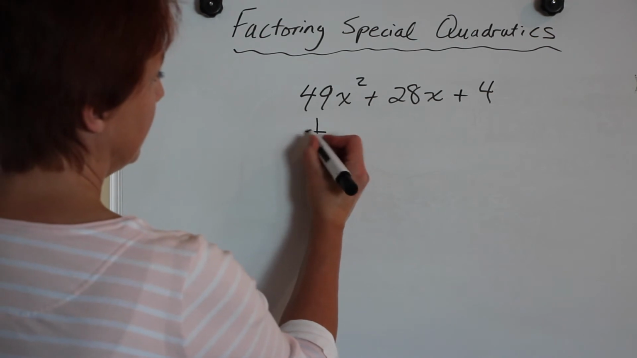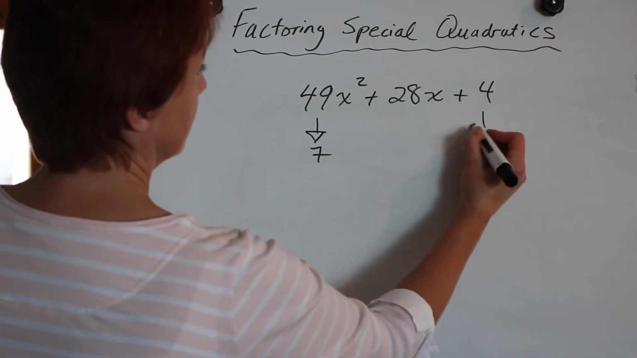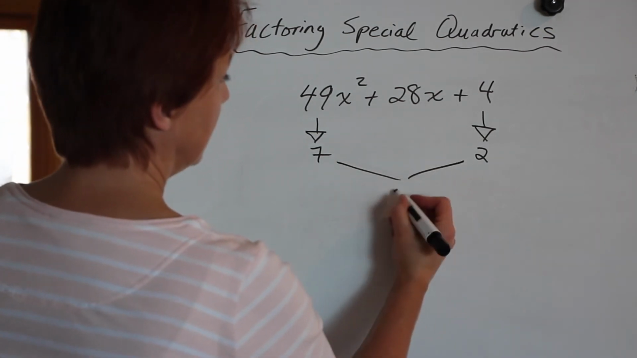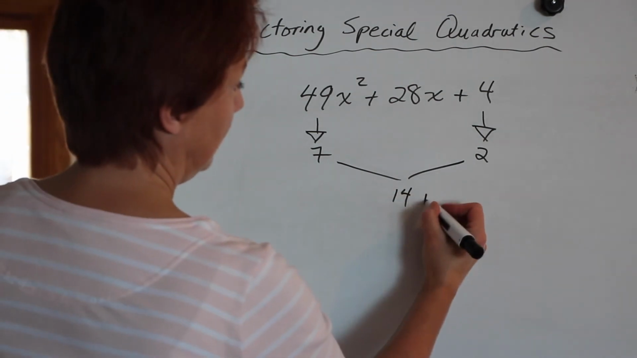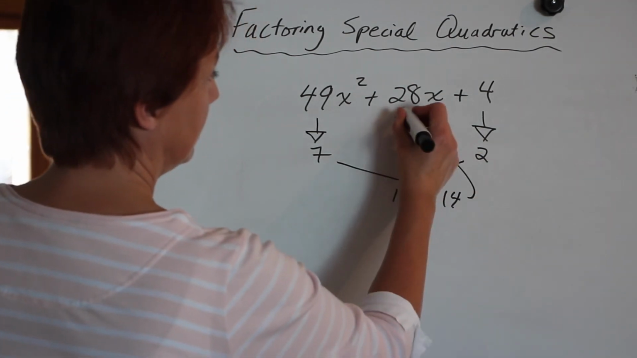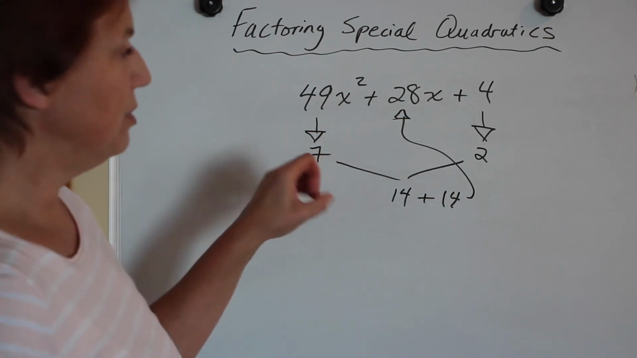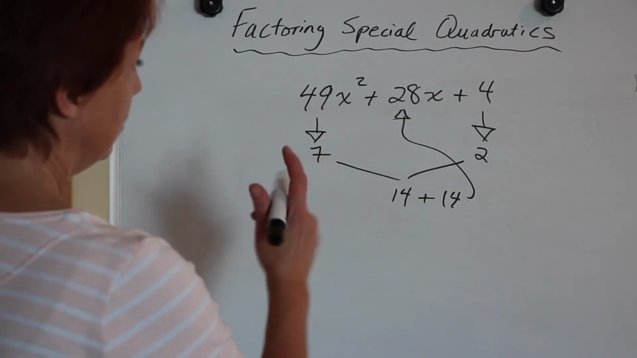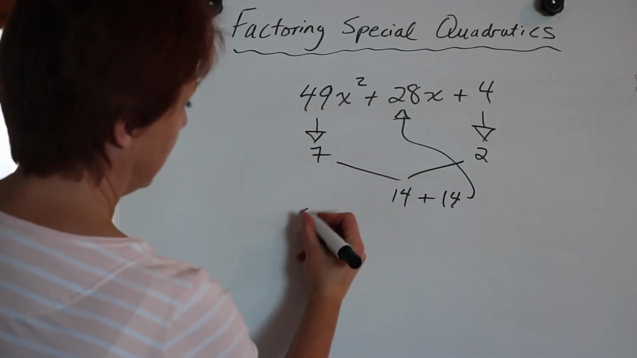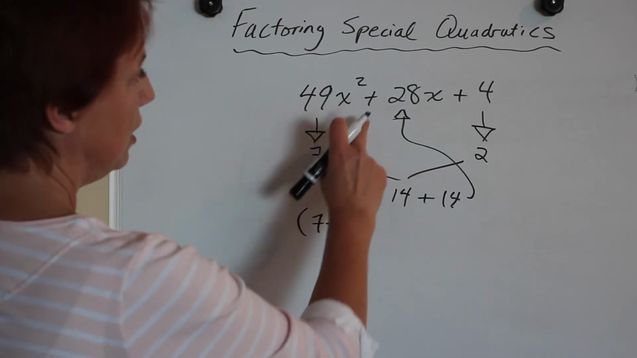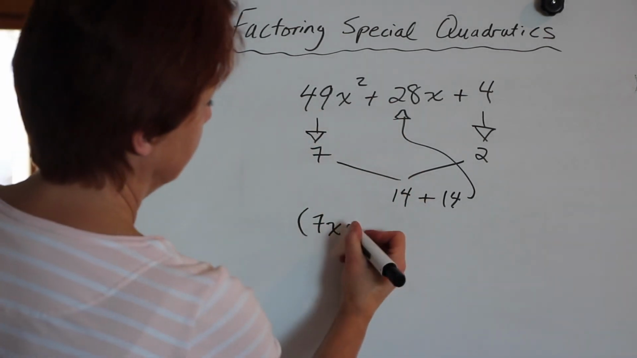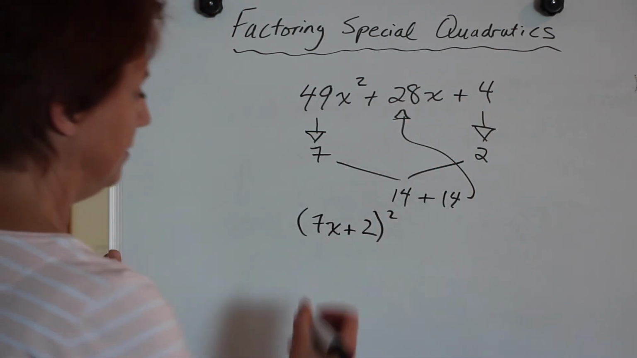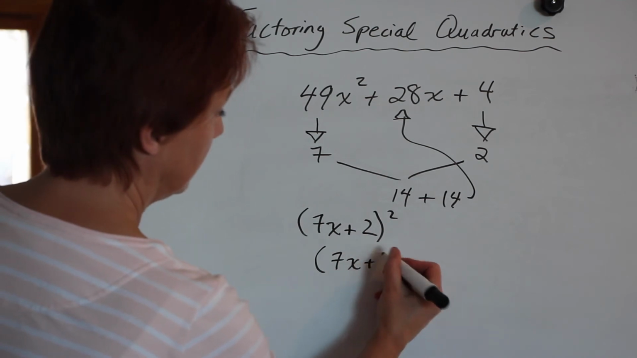Alright, so we'll take the square root of this number, and we'll take the square root of this number, and we'll get those two. We'll multiply those out to get 14. We'll add 14 to itself, and that is the middle number. So if those two tests work, then you have a perfect square trinomial. So the way that it factors is like this. You take the square root of the first term, you add, because we have a plus here, the square root of the last term. And you put a squared on the outside. Now, of course, it could also be written like this. Take your pick, it doesn't matter.